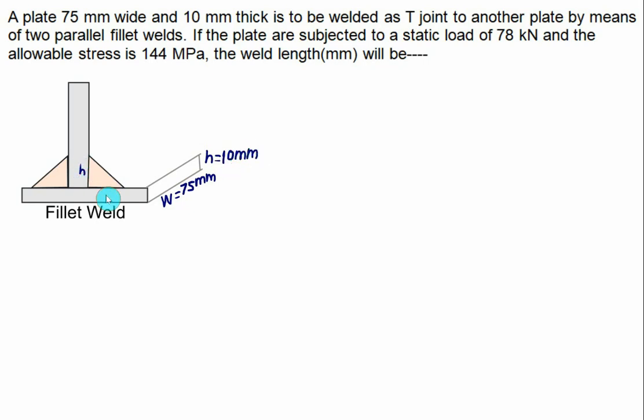So this value is equal to H, as well as this value is also equal to H. And the applied load is equal to 78 kilonewtons, and the shear strength is given as 144. So we have given the value of F is equal to 78 kilonewton, and the value of tau you have to take as 144 megapascal.